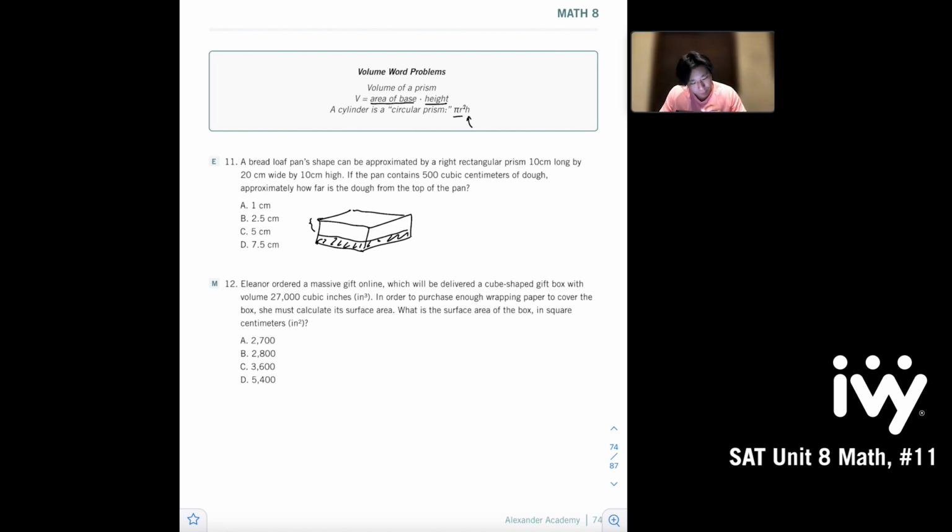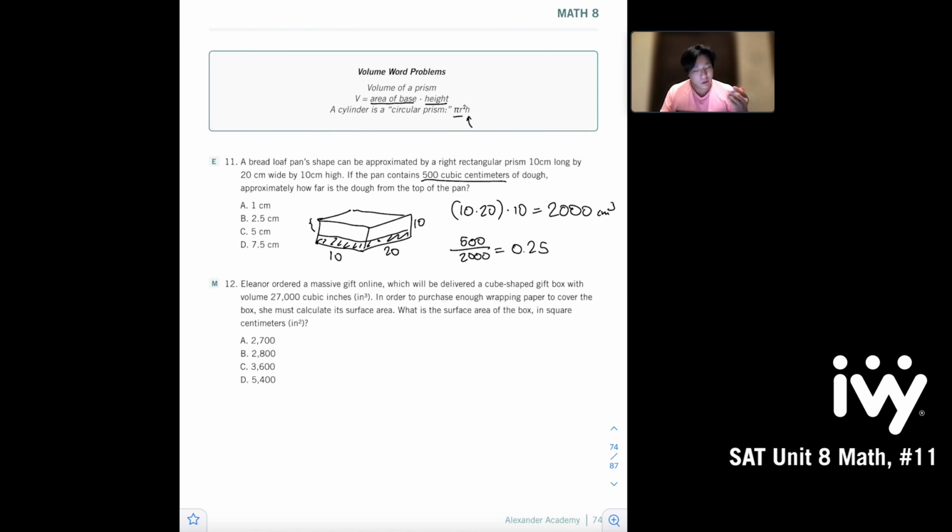So we know that the rectangular prism is 10 by 20 by 10 centimeters high, which means it has a volume of 10 times 20, which is the base, times the height, which is 10, or 2,000 cubic centimeters. So knowing that, we know that the pan contains 500 cubic centimeters of dough. 500 cubic centimeters of dough is 500 over 2,000, or 0.25 of the total volume, which means it's also a quarter of the height since it fills up layer by layer starting at the base.